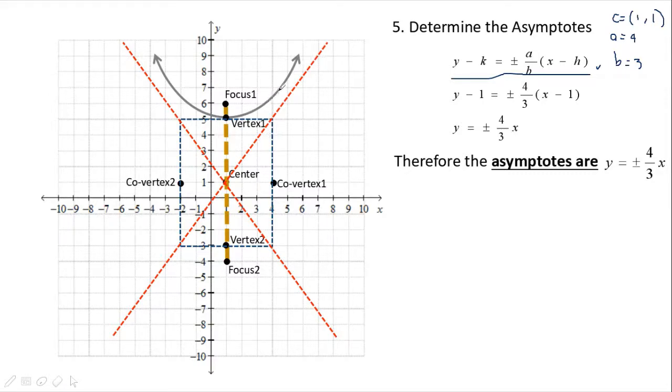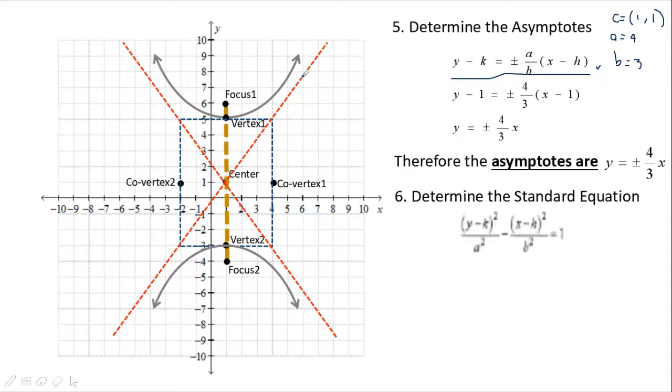Again, the graph can't intersect our asymptotes. Now let's determine the standard equation. So let's have number 6.